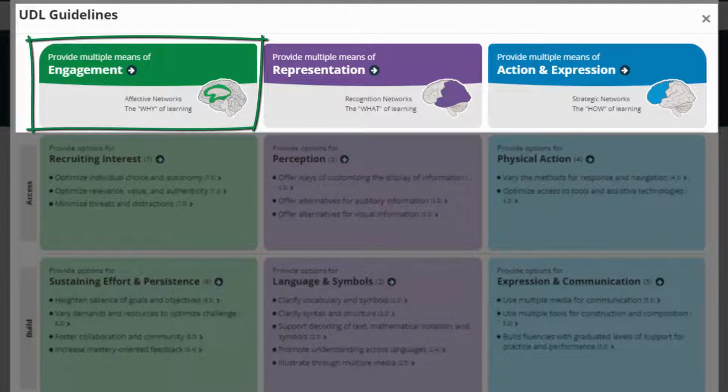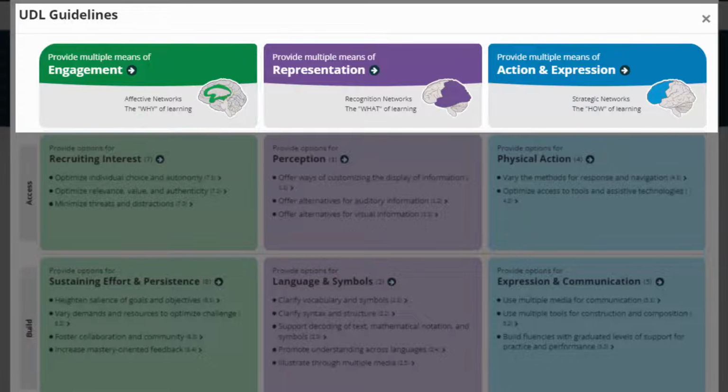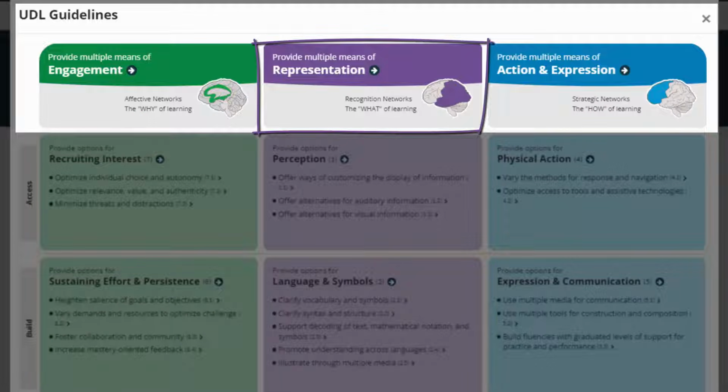The first principle calls for educators to provide multiple means of engagement to ensure that they can tap into the motivations and experiences of all our learners and get them interested in what we are teaching. So it's all about the why of learning. The second principle is to provide multiple means of representation, where we make sure that we represent knowledge in different ways and ensure that all learners have options that help them to internalize the what of learning. In other words, the actual content that we're delivering.